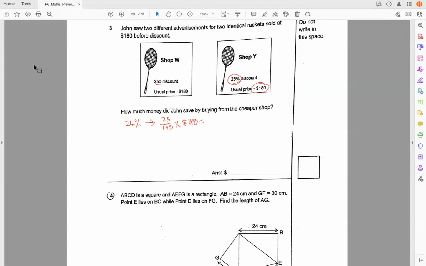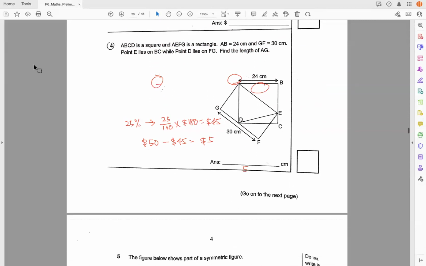You buy from shop Y, you'll get a discount of $45. Now, the discount for shop W is $50. So the savings from the cheaper store will be $5. Okay. Let's continue. Question number 4. Okay, question 4 is the one that's difficult. Let's do this.